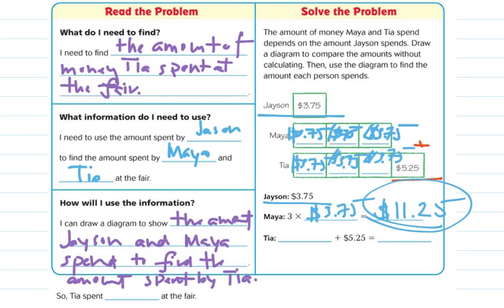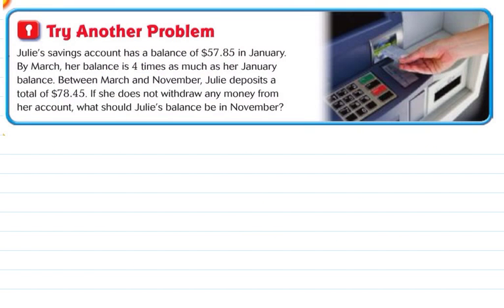What we're going to do is we're going to take that $11.25 and we're going to add $5.25 more because it says that Tia spends $5.25 more. So we know that Tia spends $16.50. In order to solve this problem, boys and girls, we had to scaffold, though, and start with Jason, who represented our benchmark number. So we're going to try another problem like this.